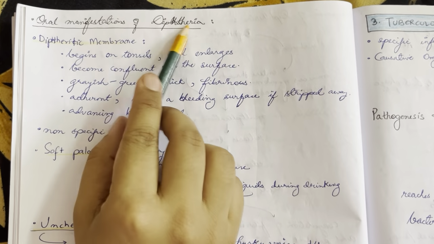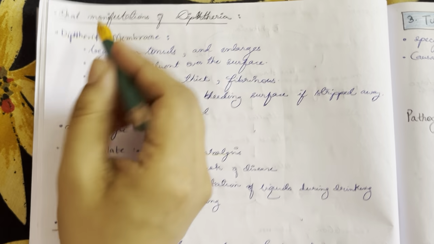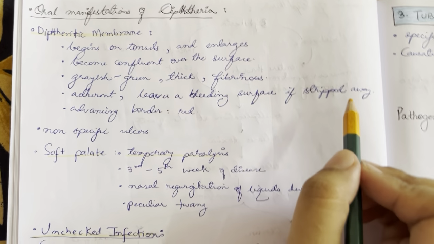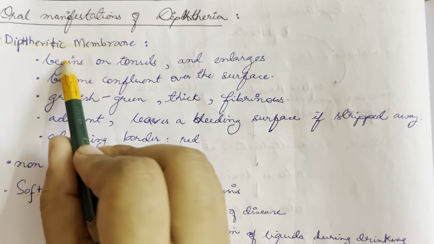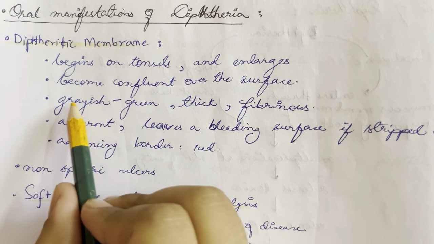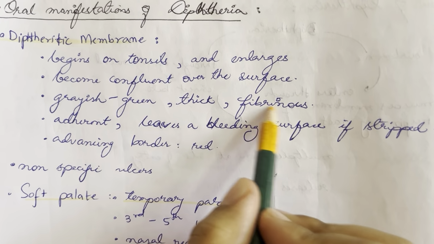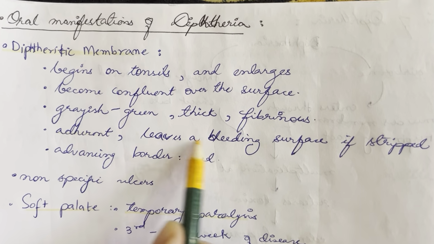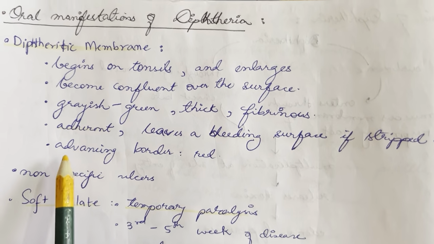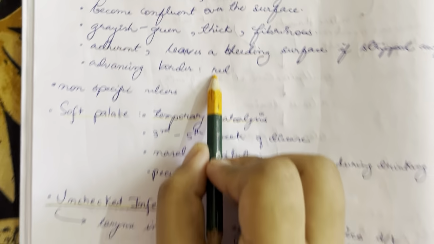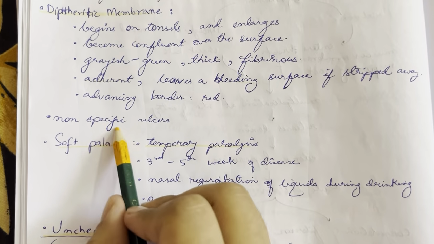Coming to the oral manifestations of diphtheria. We have to remember the diphtheric membrane, another name for pseudomembrane. It begins on the tonsils and enlarges, becomes confluent over the surface, grayish green, thick, and fibrinous. It is very adherent. It leaves a bleeding surface if stripped away, and the advancing border is red, obviously because it is surrounded by inflammation. We can also have non-specific ulcers.